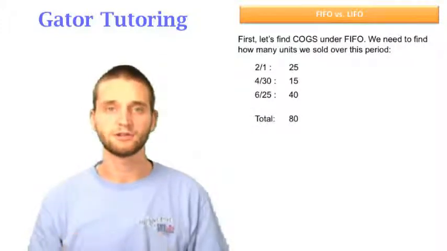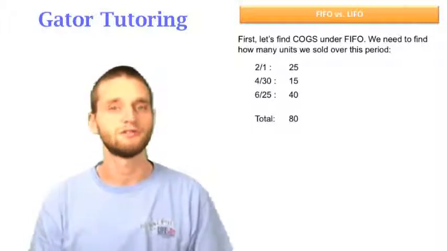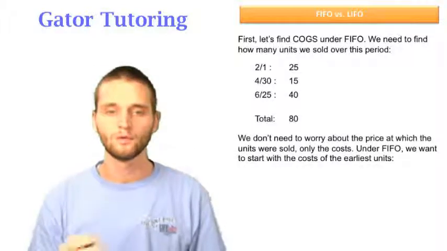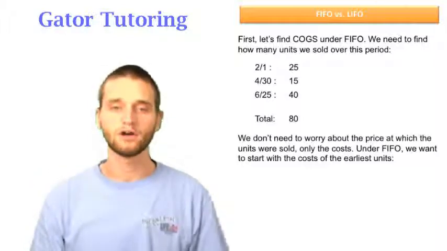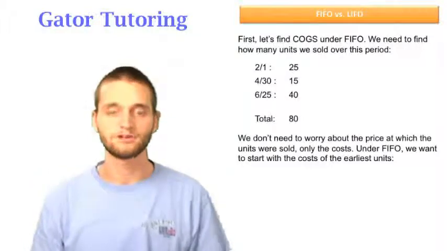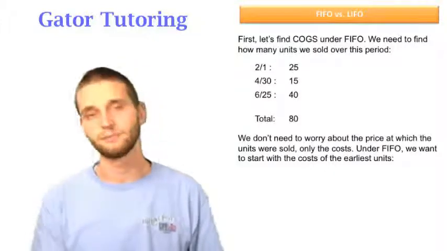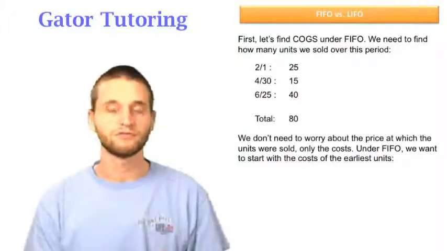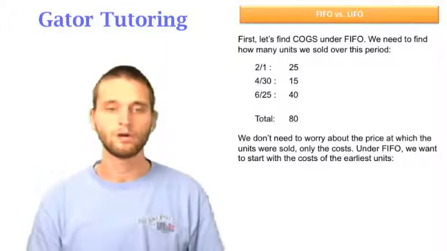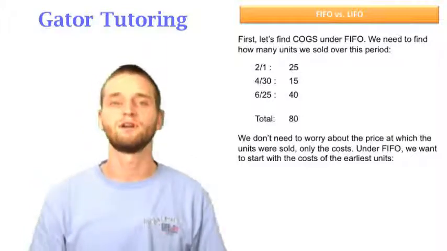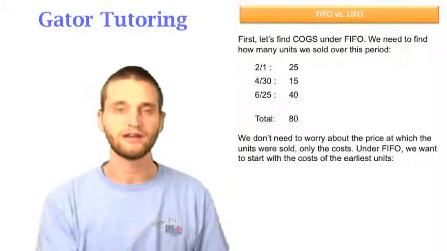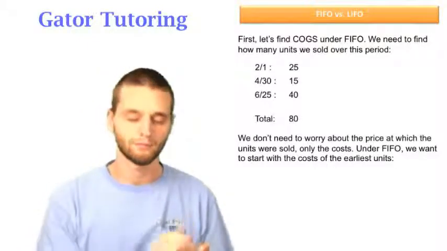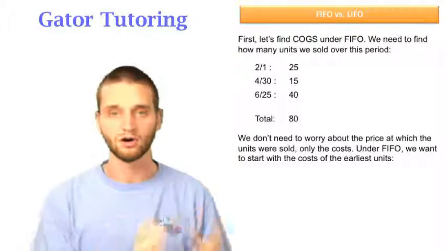So we're trying to attribute some cost per unit to these 80 units. We don't need to worry about the price at which these units were sold, only the costs, because the price per unit that we actually receive as a company doesn't affect the cost that we're trying to attribute to these units. So under FIFO, first in, first out, we want to start with the costs of the earliest units. So when attributing cost to these 80 units, we're going to start based on our inventory with our earliest purchase.